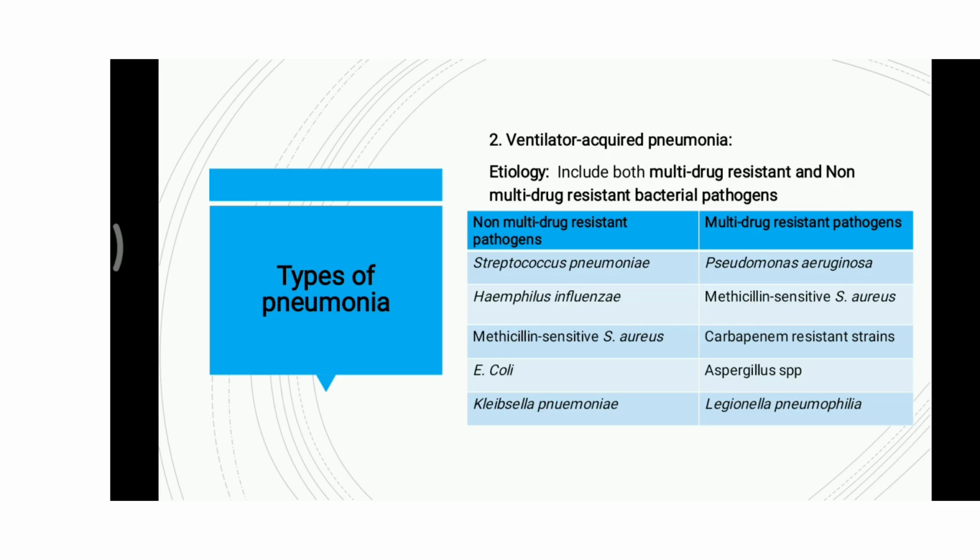And the next one is multi-drug resistant pathogens. So the pathogens that are resistant to more than 2 drugs. So those include Pseudomonas aeruginosa, methicillin-sensitive Staph aureus, carbapenem resistant strains, Aspergillus species, and also Legionella pneumophila. So these are the etiologic pathogens which are causing ventilator acquired pneumonia.